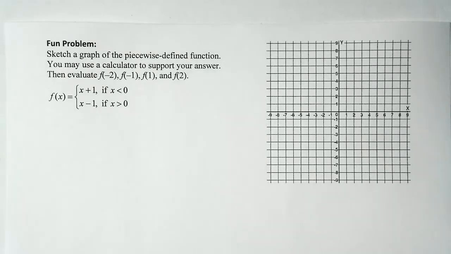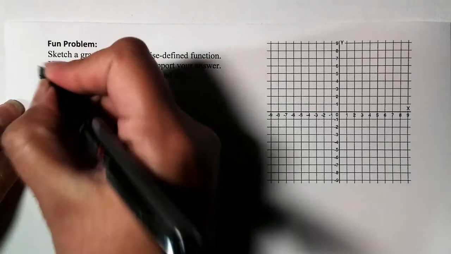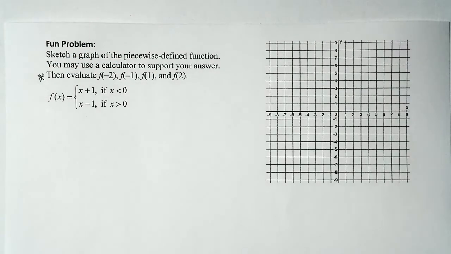So it says, sketch a graph of the piecewise defined function. You may use a calculator to support your answer. Then evaluate f of negative 2, f of negative 1, f of 1, and f of 2. So pretty much we want to evaluate the function at those input values. Sometimes I get so excited to graph the piecewise defined function that I forget to answer the third part, evaluating the function. Okay, so this is how it's going to go down.